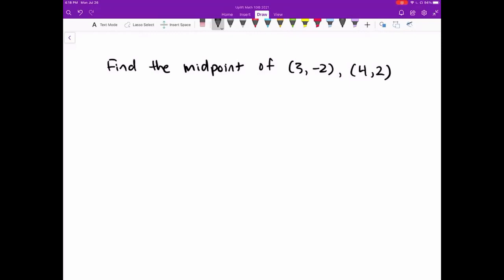Yes, that's correct, Edward. It's 3/2 and 0. So we have 3 plus 4 divided by 2, and -2 plus 2, which is just 0 divided by 2. So we end up with 7/2, or 3.5, and 0.